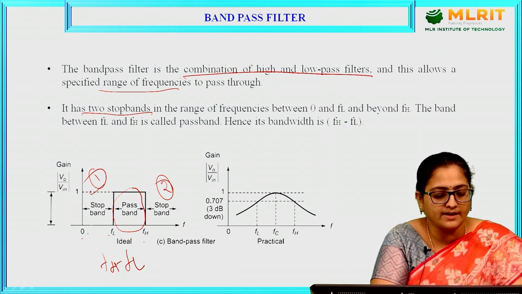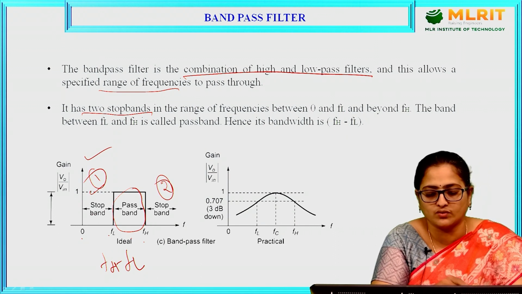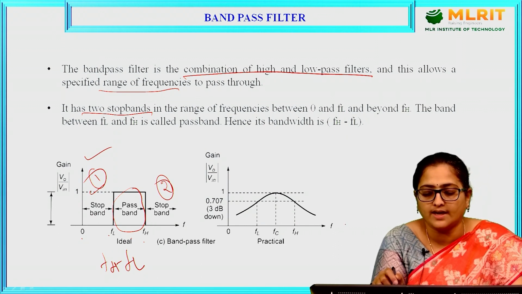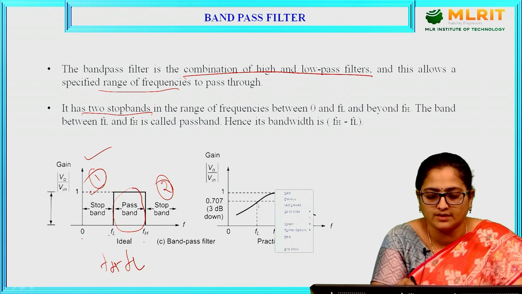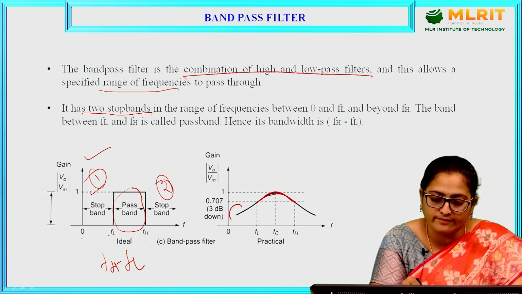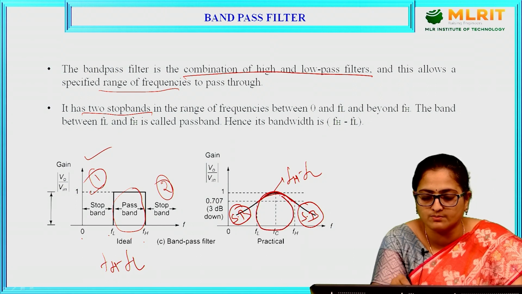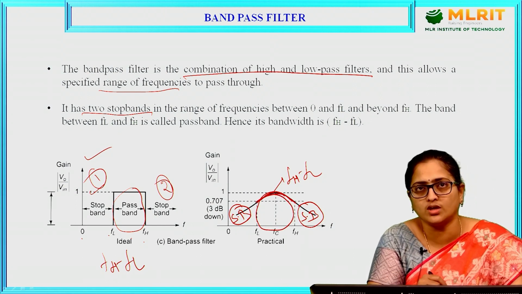This is the ideal characteristics of a band pass filter, and this is the practical characteristics of a band pass filter. It allows the frequencies between FL and FH. From 0 to FL is called a stop band, and from FH to infinity is called a stop band, and the bandwidth is given as FH minus FL. Only this particular frequency band is going to be transmitted through the filter.